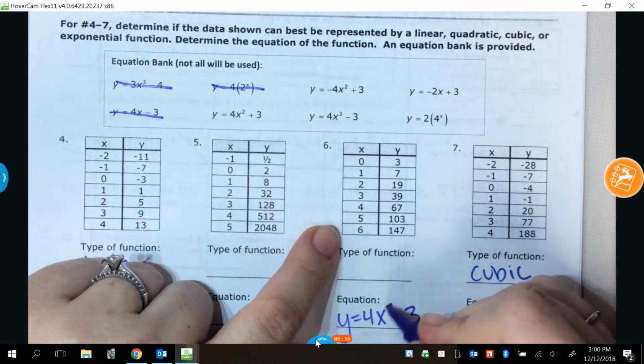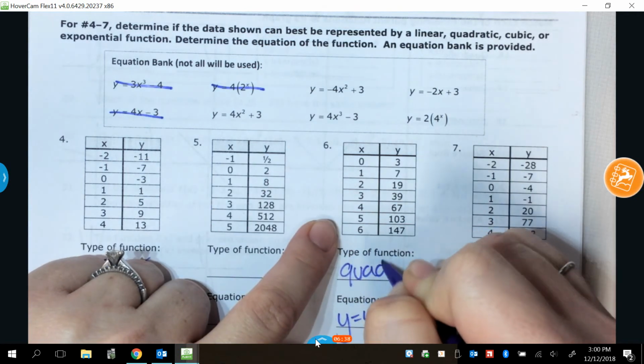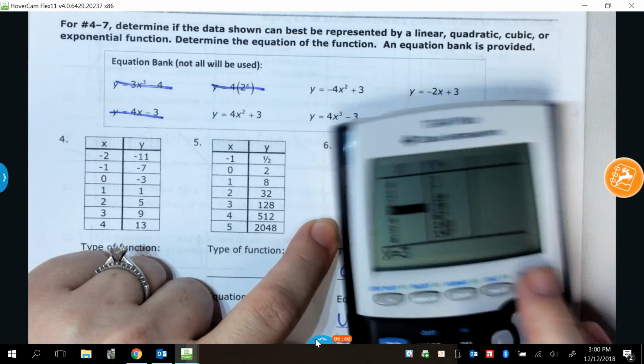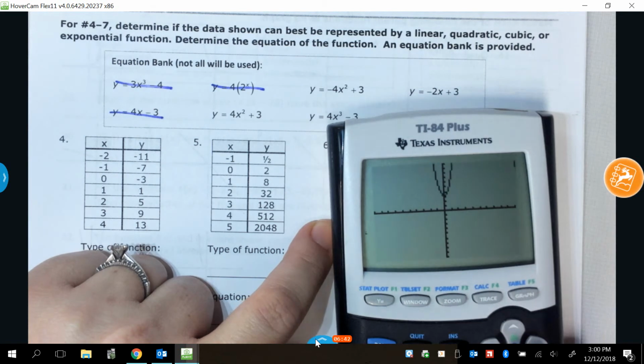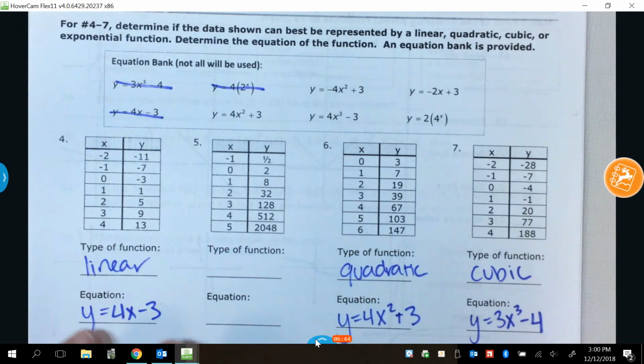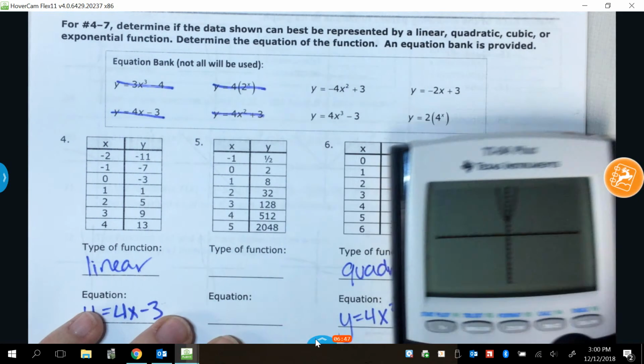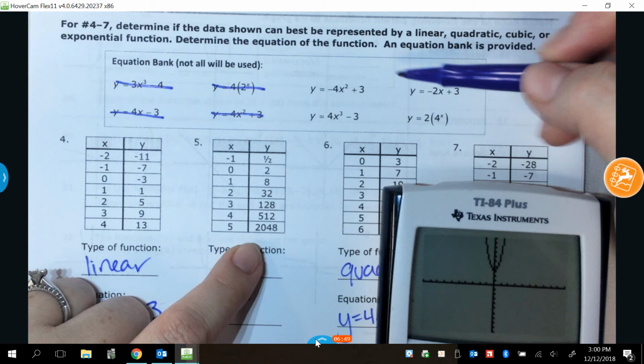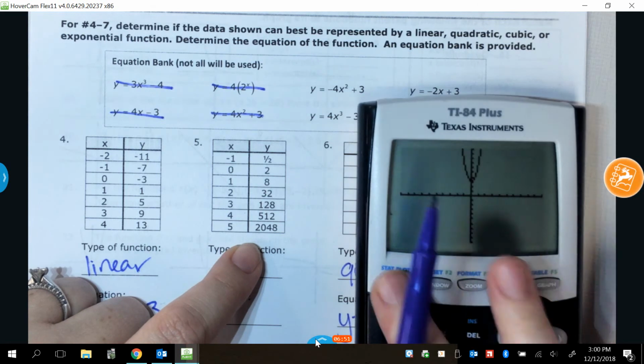Okay, and this is quadratic because it's squared. Again, you can hit graph. It's a U shape, therefore it's quadratic. Okay, so I use that equation. If you notice, this one grows really fast, so it's probably going to be one of these two equations, so let's look.